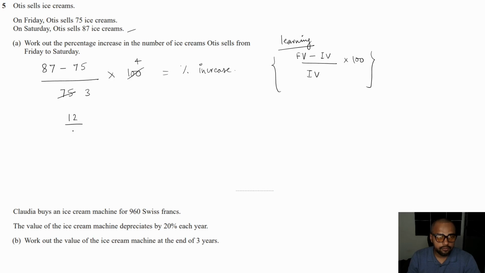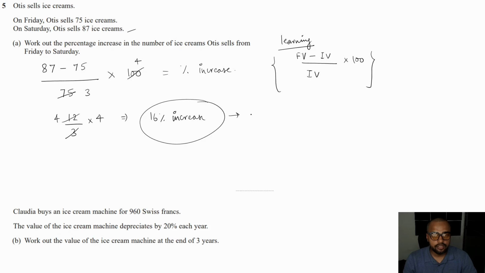I'll write it here for you. 12 by 3 times 4. 3 4s are 12, and that will be equal to 16% of increase in the number of ice creams. For this approach you will be securing M1 marks, and for this accuracy level you will be getting A1.